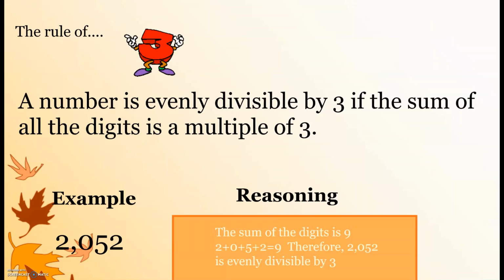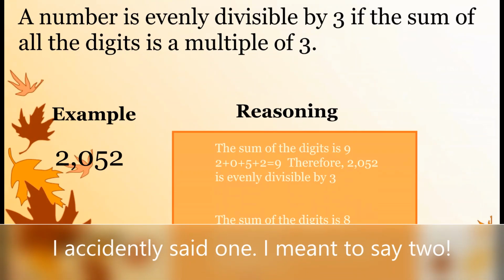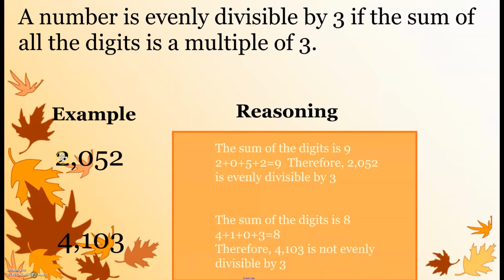Now 3 is a pretty awesome rule. It doesn't really matter how many digits we have. All we have to do is add up the digits. So find the sum of all the digits and see if it's a multiple of 3. So here I have some examples.